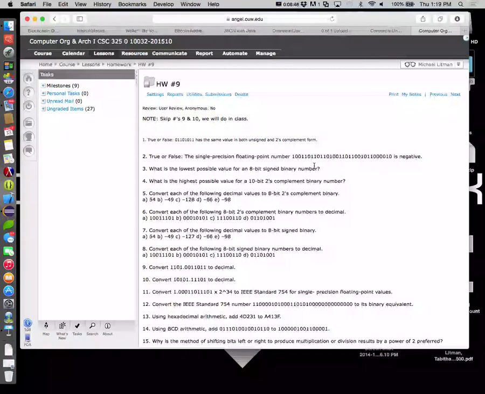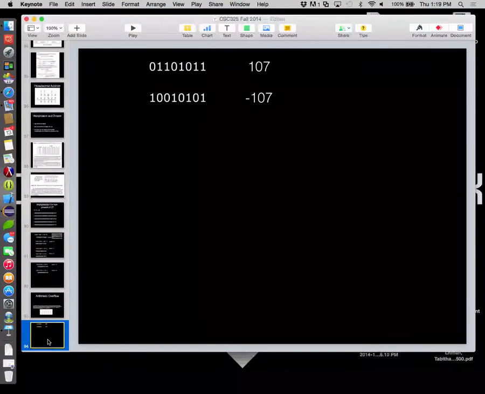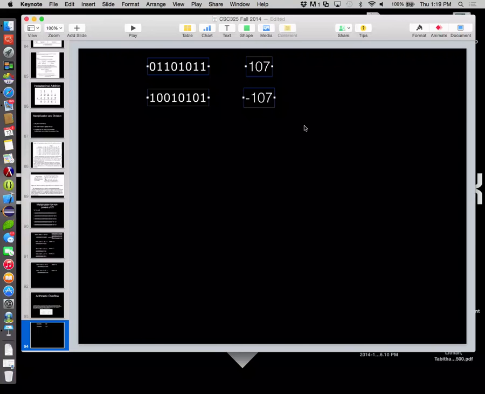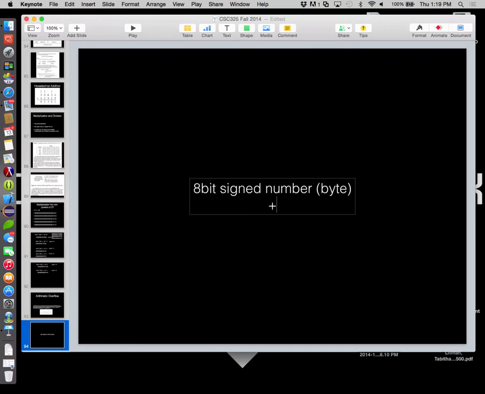I hear 127, I hear 128. Which is it? It's negative 128. Why is that? So really what we're saying here is this: an 8-bit signed number in Java, this is a byte data type, correct? It can hold plus or minus 2 to the 7th power.